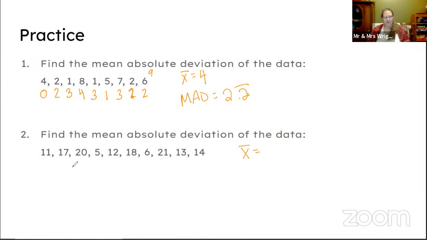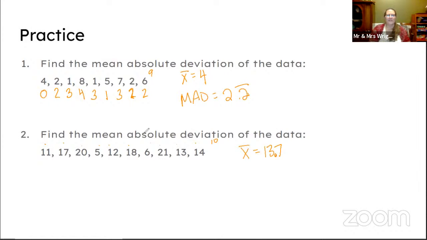11 plus 17 plus 20 plus 5 plus 12 plus 18 plus 6 plus 21 plus 13 plus 14 is 137. Okay, now we need to find the absolute deviation. Oh, that's not it. That's what they added up to, but I need to divide that. 1, 2, 3, 4, 5, 6, 7, 8, 9, 10. So there's 10 pieces of data. So 137 divided by 10 is 13.7.